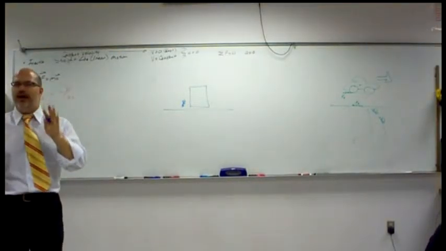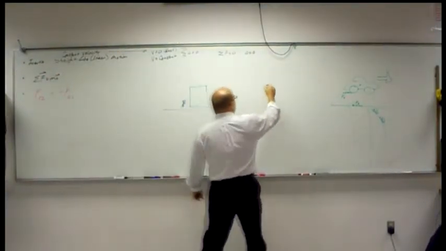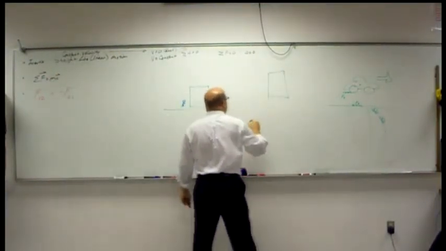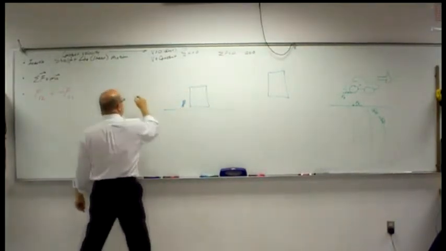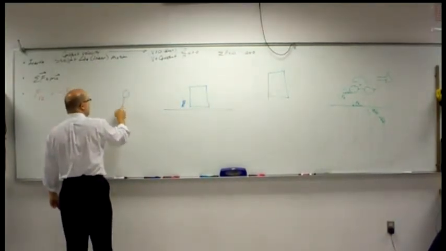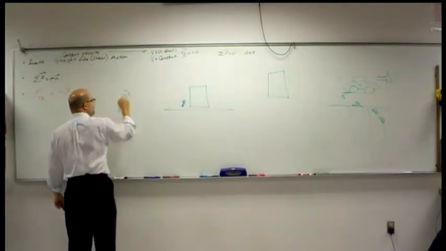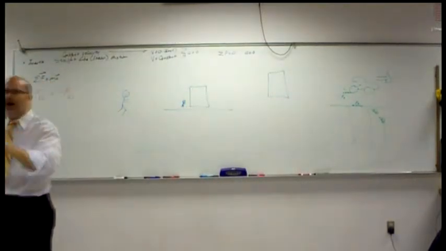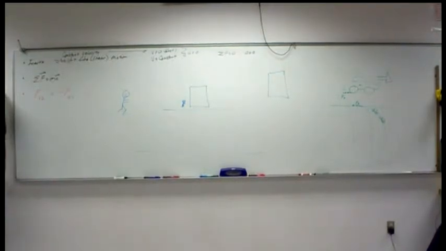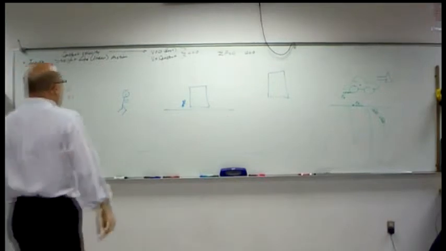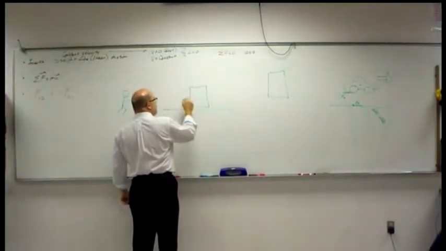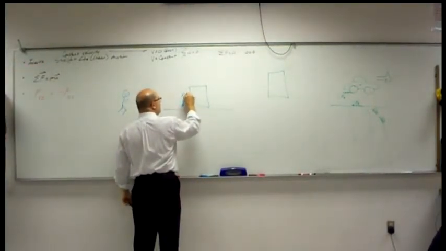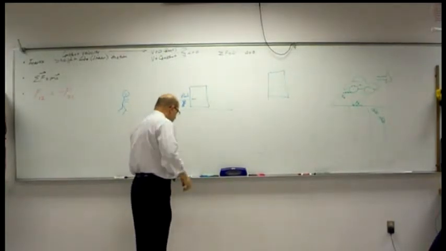I want you to draw the free body diagram for each one. Draw the free body diagram for the box, the free body diagram for the person, and the free body diagram for the earth. Let's draw those three free body diagrams. What are the forces that interact between all of them? What's going on? The person is pushing the box.